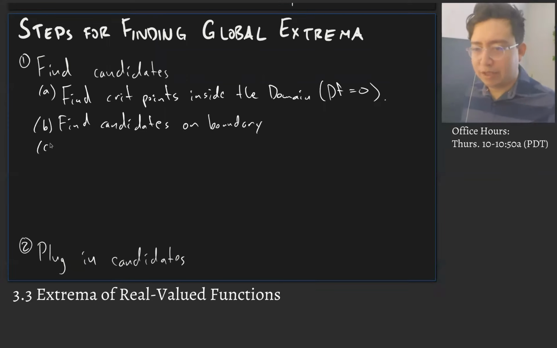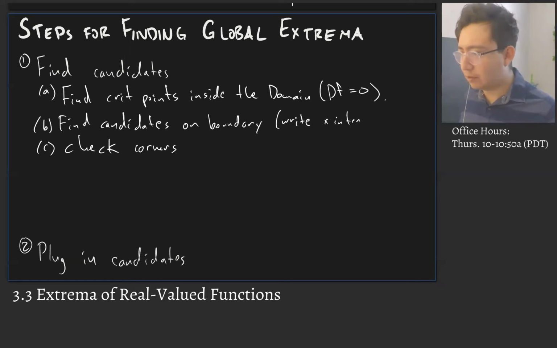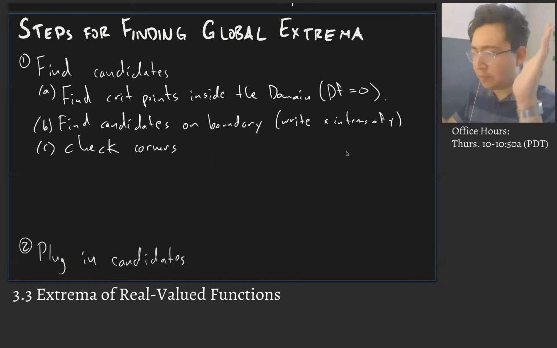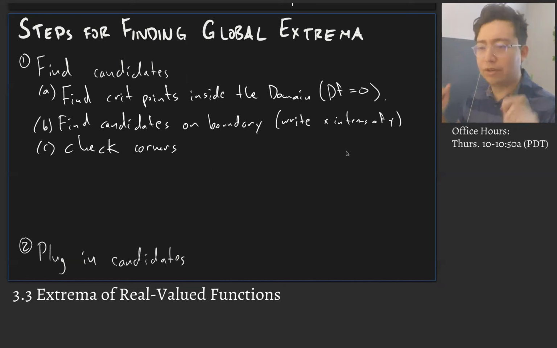And then part C is just check the corners. So I guess maybe here I'll say, write for part B, write x in terms of y for those edge pieces. So it's basically you do the inside, then you do the edges, and then you do the corners.